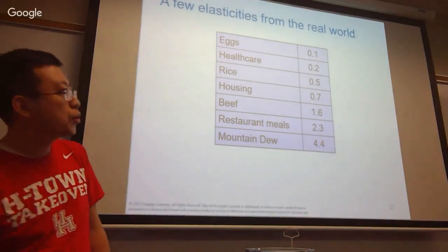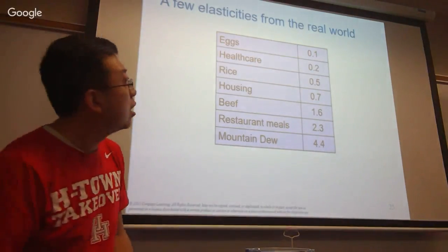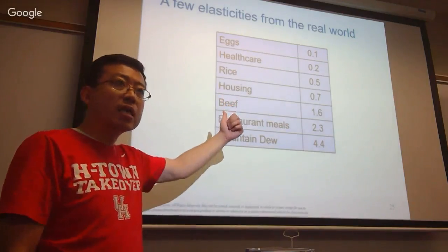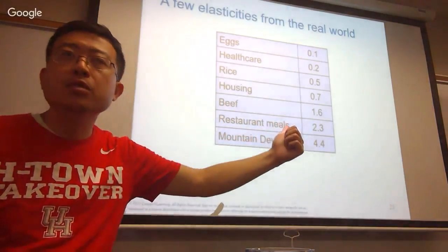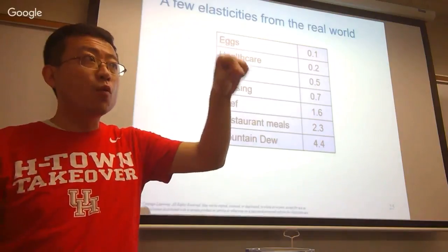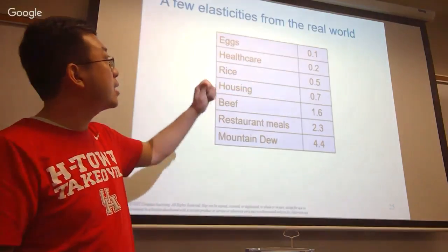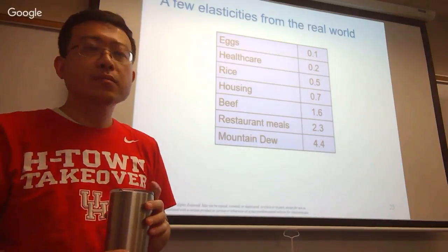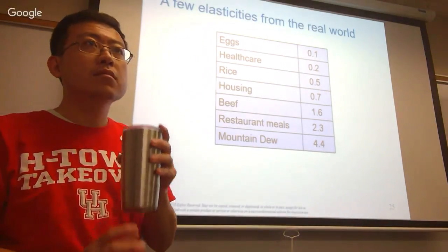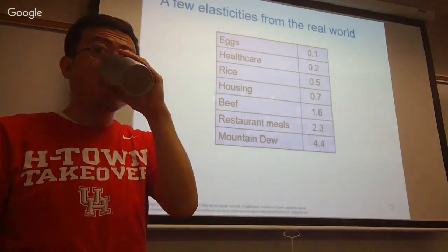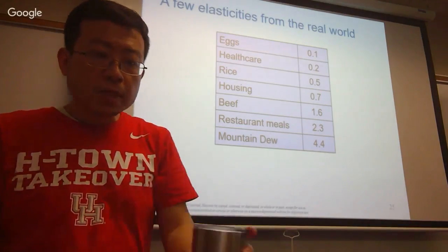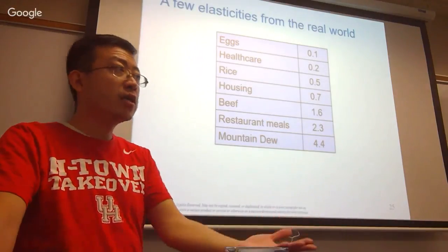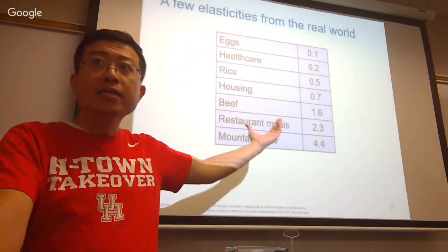Now here are some real elasticities in the world. Eggs only have a 0.1 elasticity. So eggs are called inelastic because we don't change at all. Anything less than 1 is inelastic. So any idea why eggs have a very low elasticity? Are eggs a luxury good or necessity? Necessity, right? So that's why it's a very low elasticity.